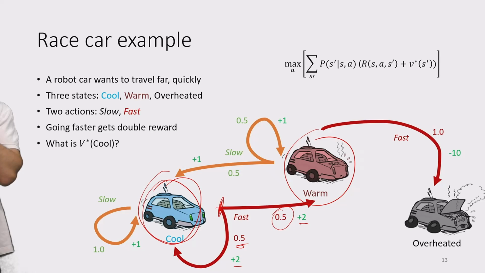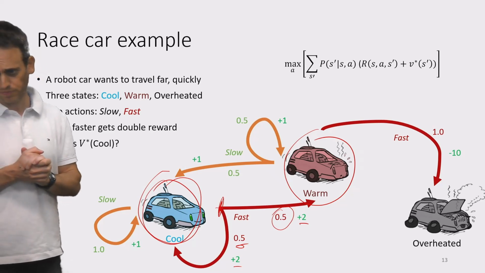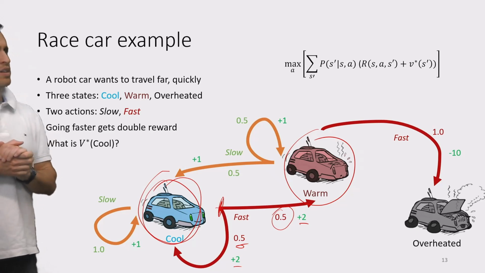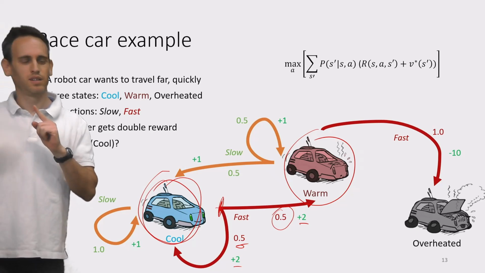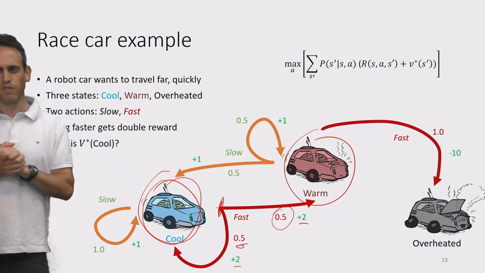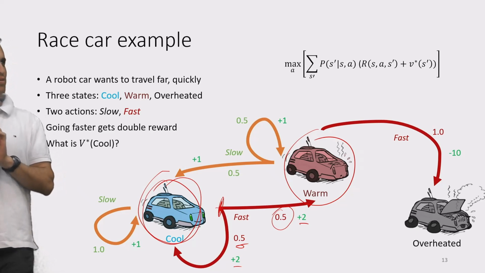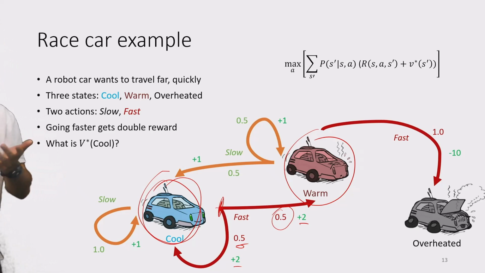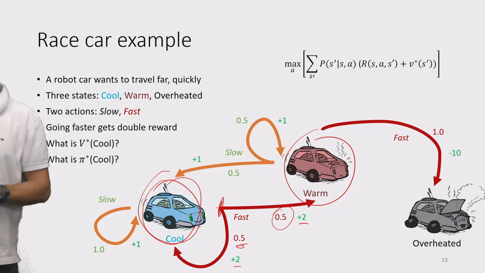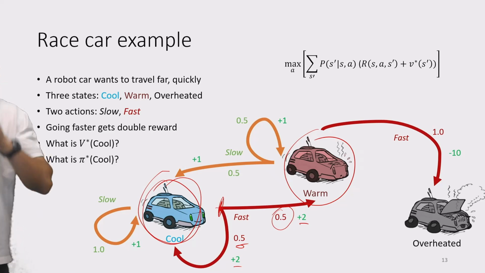Okay, so here is a question for the audience. What is V star of state cool? Right, you remember how we defined V star? We said it's the sum of all of the rewards that you expect to see if you perform the optimal policy. So in order to answer this question, you might ask yourself, well, what is the optimal policy? Then I'll be able to compute V star. And so that would be the next question. What is the optimal policy for state cool?